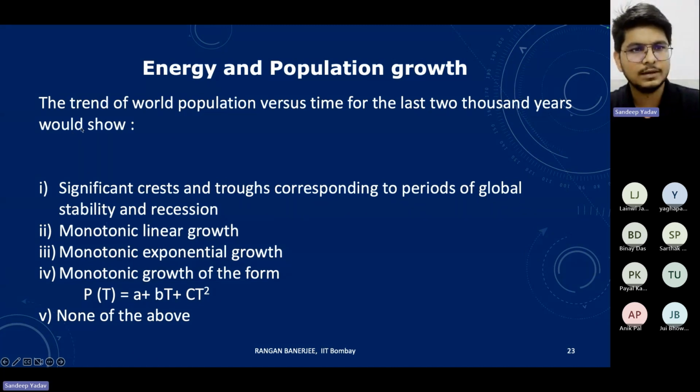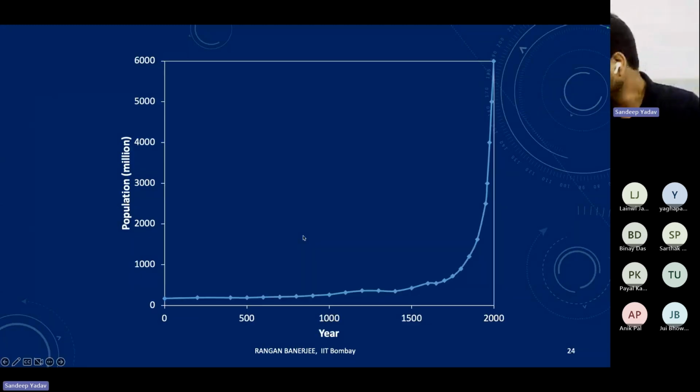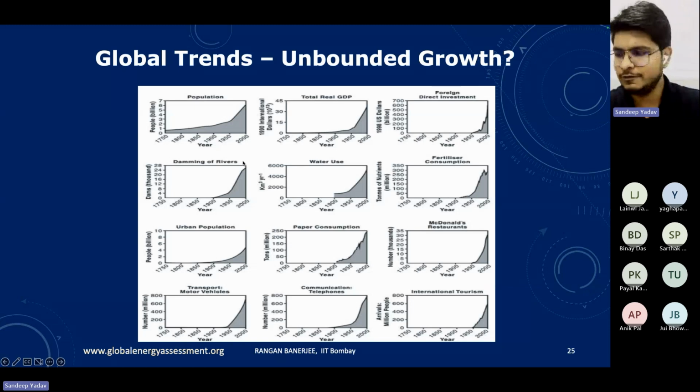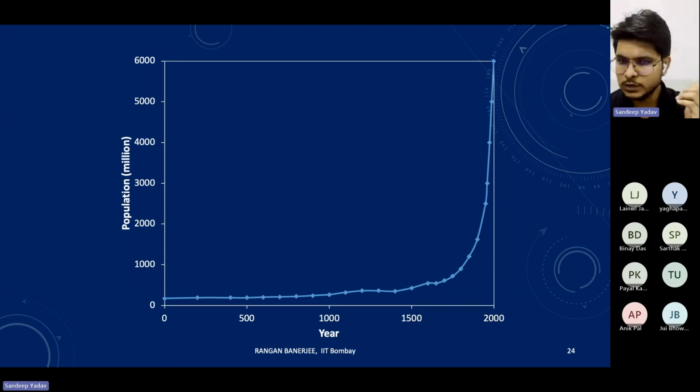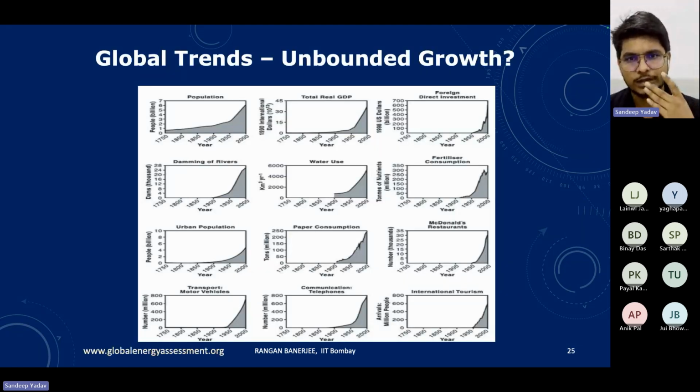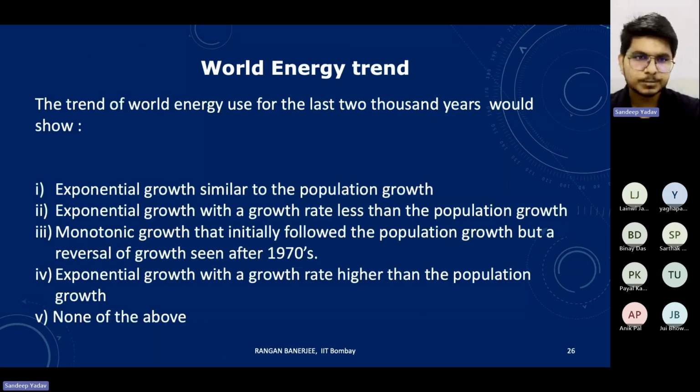So that's giving a brief about the trend of the world population versus time for the last 2000 years. That would be exponential growth. As you can see in that graph, that graph shows the typical exponential graph, and the other graphs are similarly compared to that. And this is also showing, other than the population, what are the other factors affecting the global energy use. So these are all the graphs: water use, total real GDP, fertilizer consumption, even McDonald's restaurants and international tourism are growing exponentially.